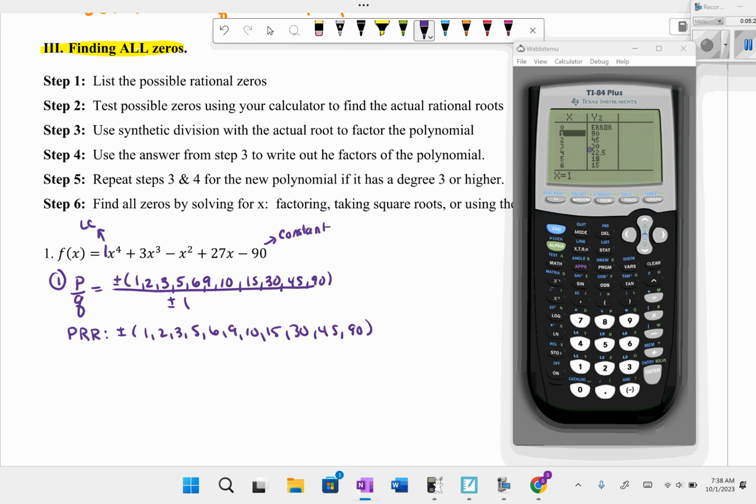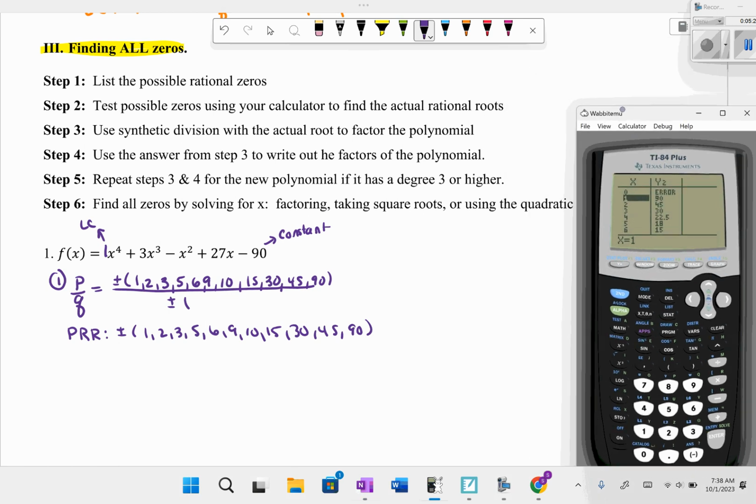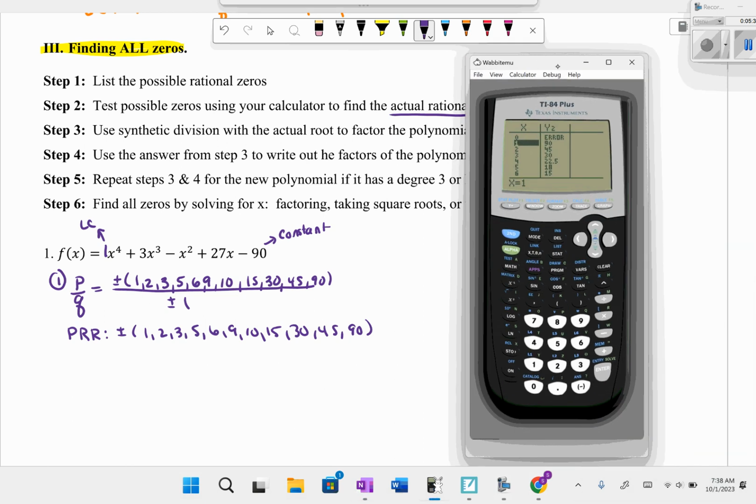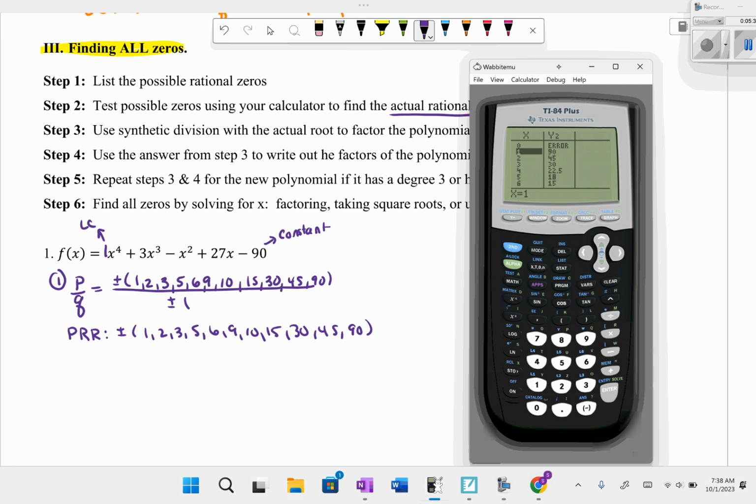So now that I've listed the possible rational zeros, I'm going to test the zeros using our calculator to find the actual rational roots. So I'm going to underline this right here. I always label this ARR for actual rational roots. That means that these are the ones that actually work when we plug them into our calculator.